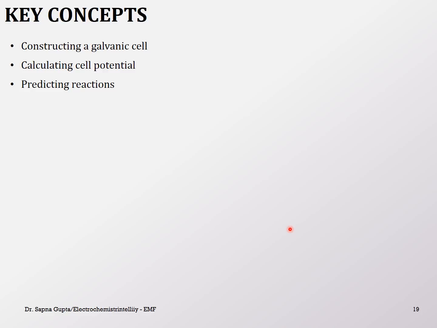So the key concepts from this one is you should be able to construct a galvanic cell, which means everything else that comes with it, writing the equations and all of that. Calculate the cell potentials, which is what we were doing before, and of course predict reactions, which we also practiced, which is how to predict whether you'll have a spontaneous reaction or not. That's really what we're talking about here in the key concepts.